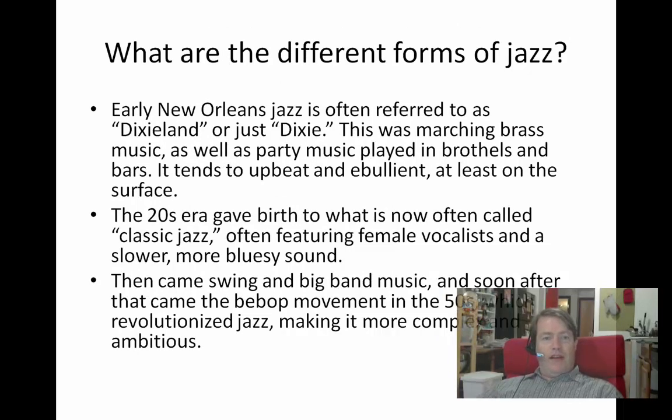What are the different forms of jazz? Very quickly, early New Orleans jazz, often referred to as Dixieland or just Dixie. This was marching brass music as well as party music played in brothels and bars. It tended to be upbeat and ebullient, at least on the surface. There's a kind of core of sadness and suffering to it, but on the surface it was peppy.